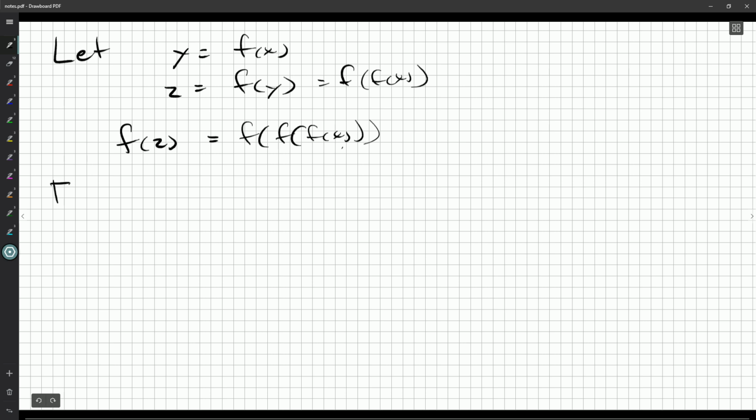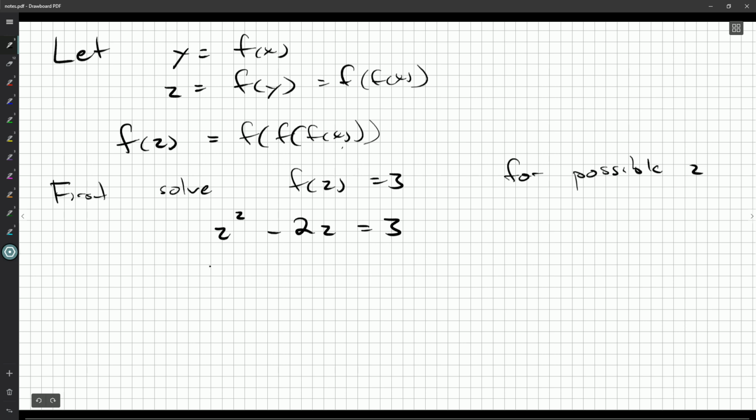Okay. So first, solve f of z equal to 3 for our possible z's. We're just going to work backwards. Okay? But now I'm just working with a single quadratic. Single quadratic, I use the quadratic formula, or I could try and factor this. z minus 3 times z plus 1. Okay, so whatever x is, when I apply f twice, I'll either get 3 or I'll get minus 1.